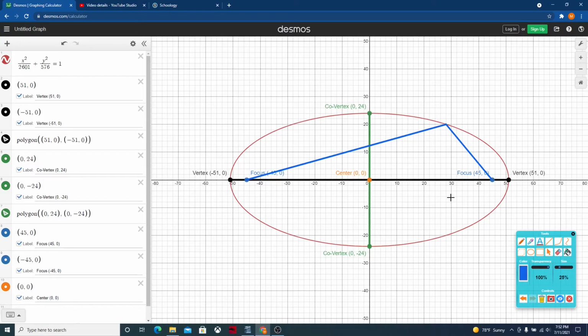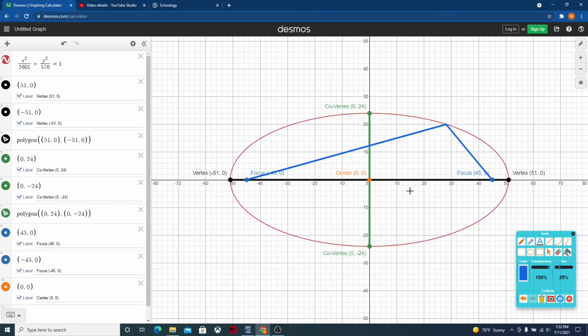All right. So consequently, no matter what point we're on the ellipse, if we draw two line segments like this, one from the focus on the left to the point on the ellipse, and then from the point on the ellipse to the focus on the right, those two distances, the lengths of those two line segments, will always add up to, in this case, 102. And it doesn't matter where we are on the ellipse. Those two distances will always add up to the same distance.